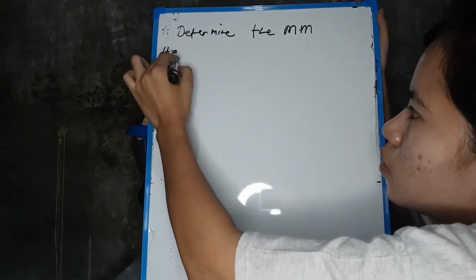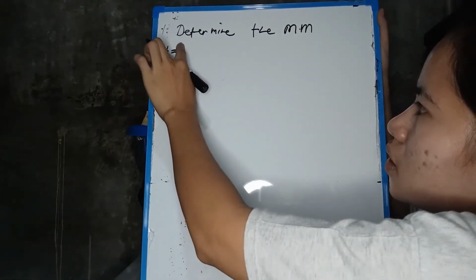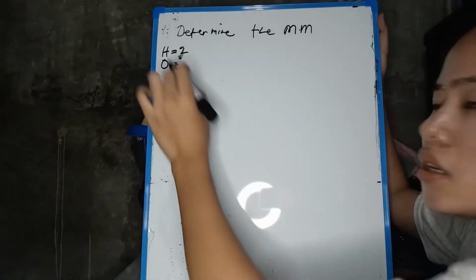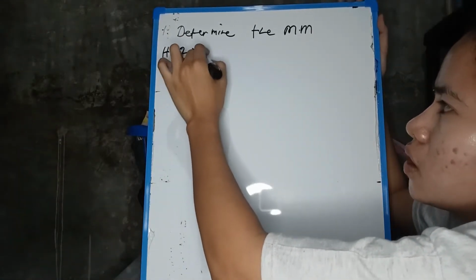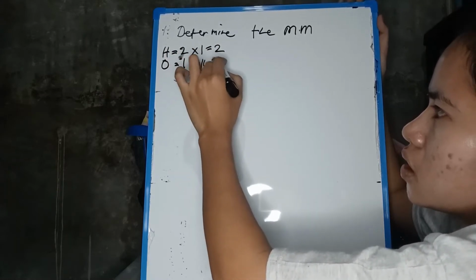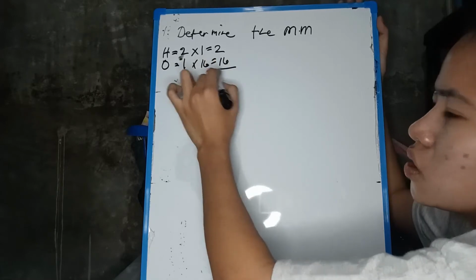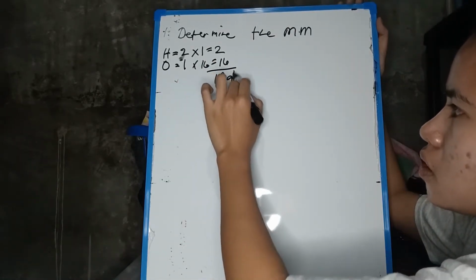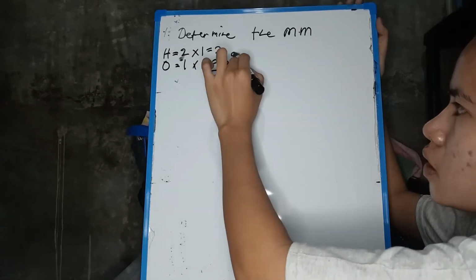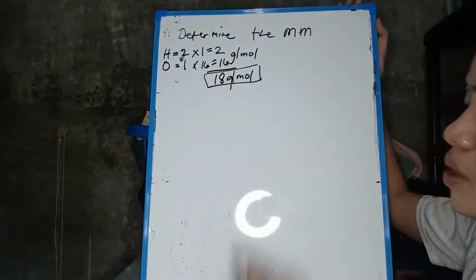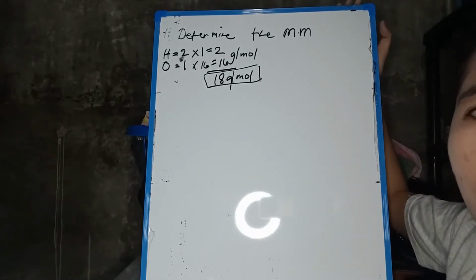H2O. So, 2 atoms which is present for water, and we have 1. So, 2 times 1 is 2. 1 times 16 is 16. So, add the 2. So, we have now the 18 grams per mole. So always remember that the unit of the molar mass is grams per mole. So we have now the molar mass of water.